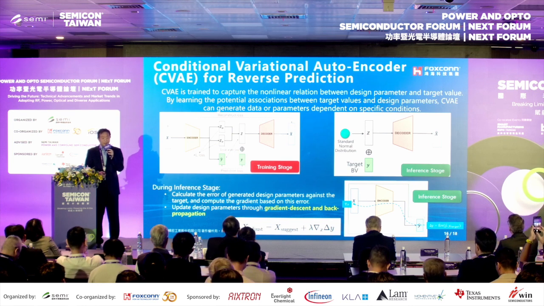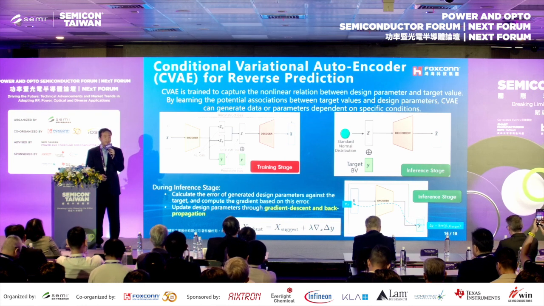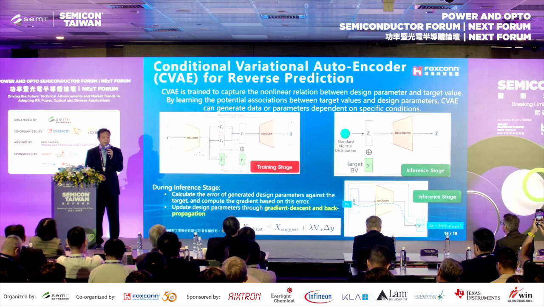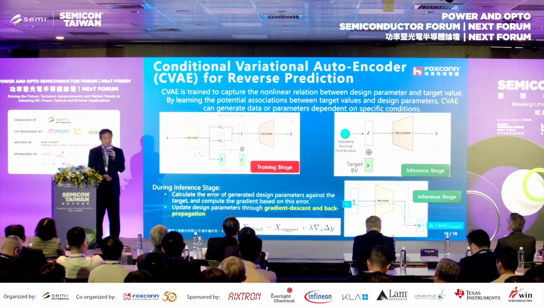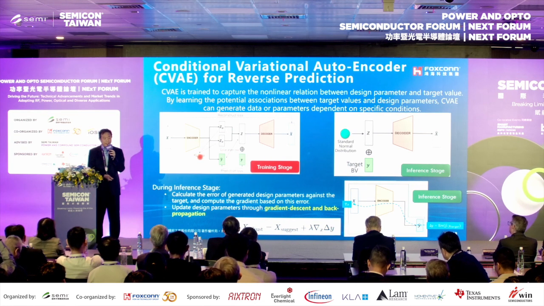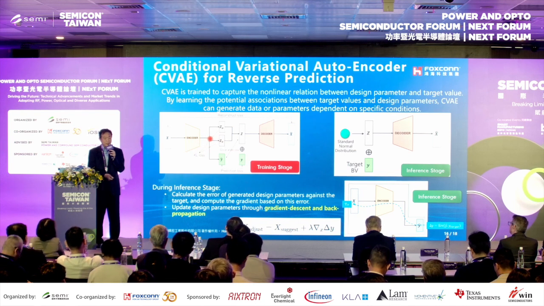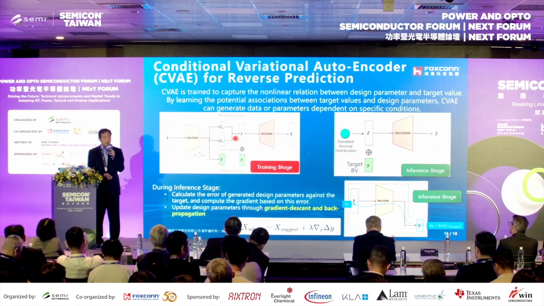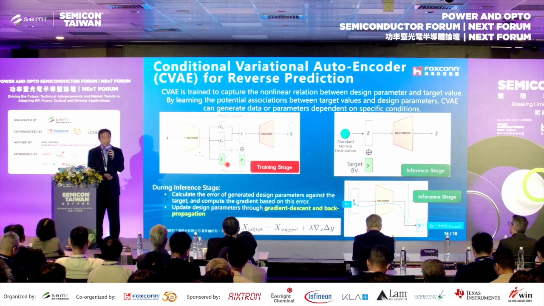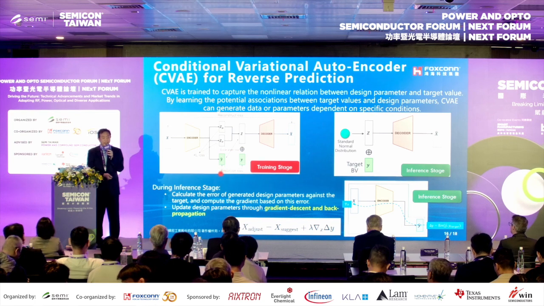Okay, so now let's talk about our real method. This is conditional VAE. In this method, we modify the VAE model so that the encoder does not simply output the compressed representation Z, but also outputs another variable, Y hat. And we want to make Y hat equal to our target BV value during the training time.